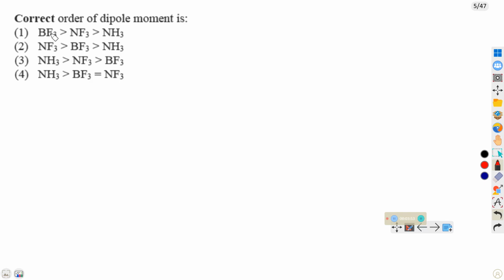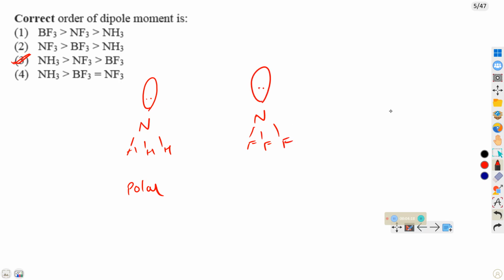Correct order of dipole moment is NH3 greater than NF3 greater than BF3. Here NH3 is a polar substance. NF3 is also polar. Number of lone pairs are also the same. BF3 is non-polar, so its dipole moment value is equal to 0.